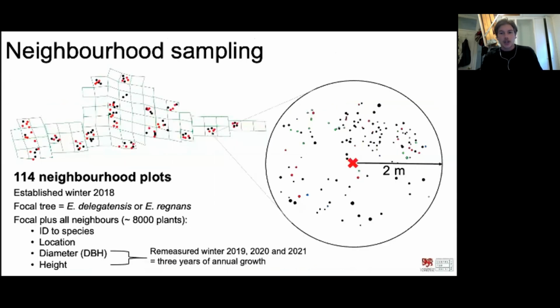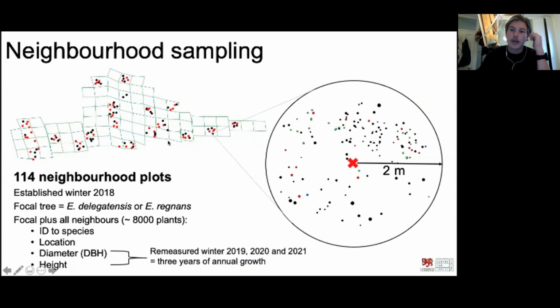So this chapter on eucalypt growth is really focused in these mapped neighbourhood plots. These were set up by one of Mark's honours students, Mel Gerwin, in the winter of 2018. There were 114 of these neighbourhood plots spread across the site. On the left here is the same site layout with those 25 by 25 metre plots represented by these squares.